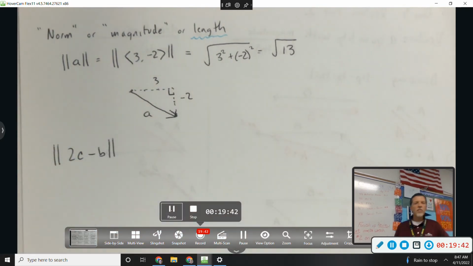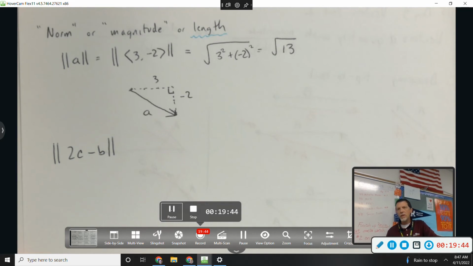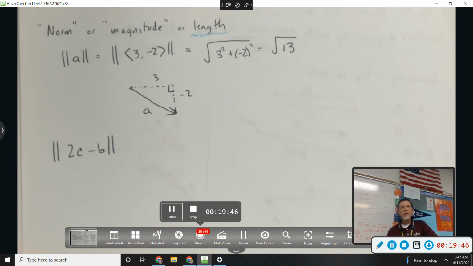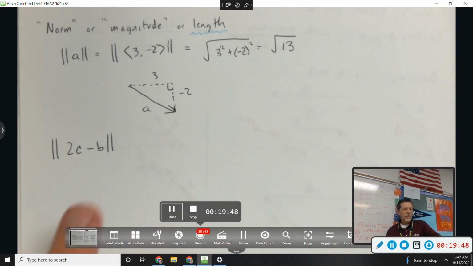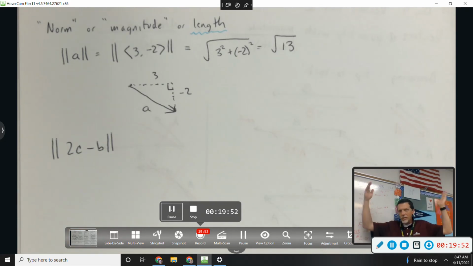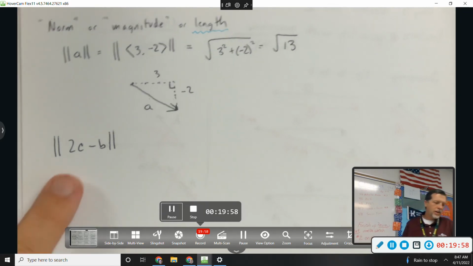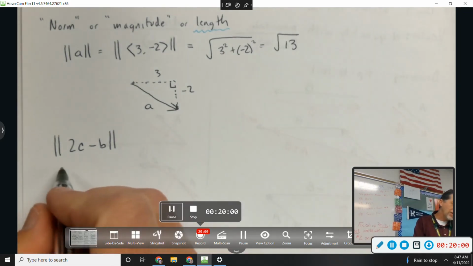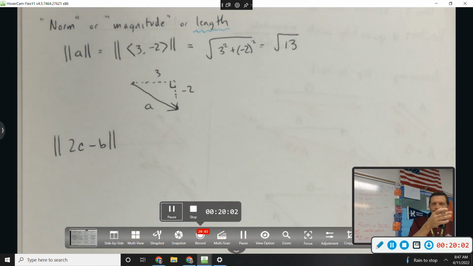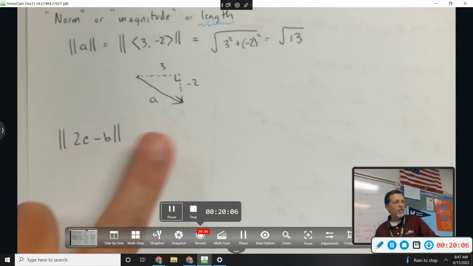Let's find the norm of 2c minus b. Now, that 2c minus b is in the norm bars or the magnitude bars, so I need to do 2c minus b first, then we'll do the norm, as opposed to, right, this is not the same thing as the norm of 2c minus the norm of b. So I need to do the math first, and then I'll do the Pythagorean theorem.